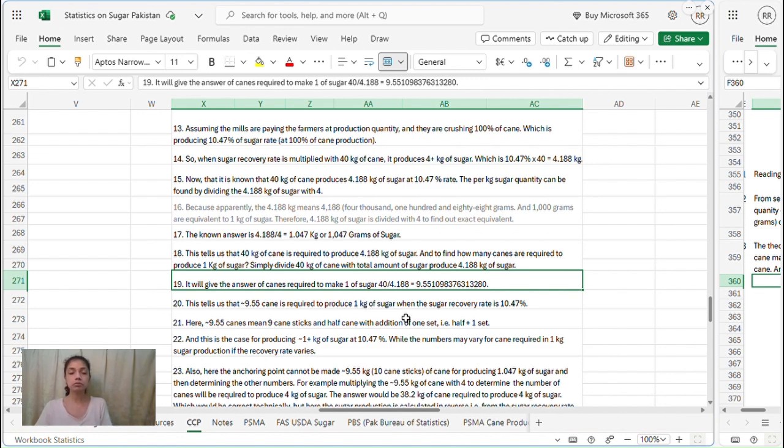So you know that 40 kg of cane produces 4 kg of sugar. Now you want to find out how many kgs of canes are required to produce 1 kg of sugar. So you are simply going to divide 40 kg by 4. You're going to get 9.5 approximately. So that tells that you require 9.55 kgs of sugar cane to produce 1 kg of sugar.